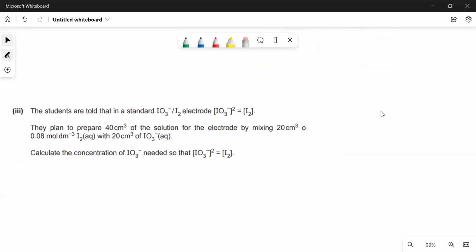Right. The students are told that in a standard iodate electrode, the iodate concentration squared is equal to the iodine concentration. They plan to prepare 40 centimeters cubed of the solution of the electrode by mixing 20 centimeters cubed of 0.08. Now that's going to go up to a total value of 40. So the final concentration of iodine is going to be half that because you diluted it. So that's going to be 0.04.